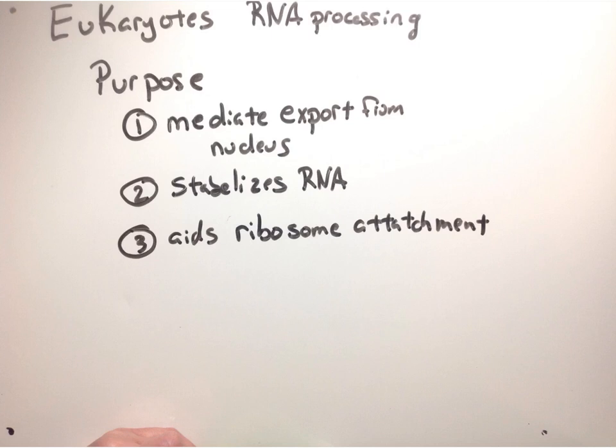These processing steps accomplish several things. First of all, a cap and a tail in splicing must occur before the mRNA can leave the nucleus. Second of all, the cap and the tail stabilize the RNA in the cytoplasm. And finally, the cap and the tail also facilitate the binding of the ribosome to allow for initiation of translation.